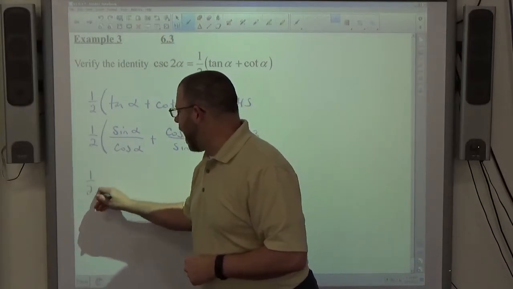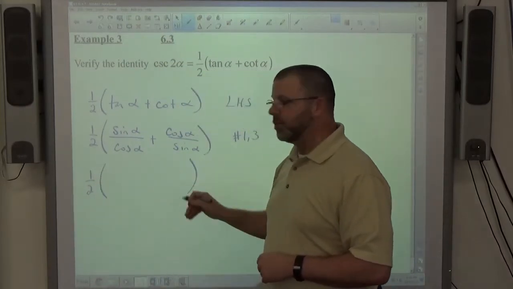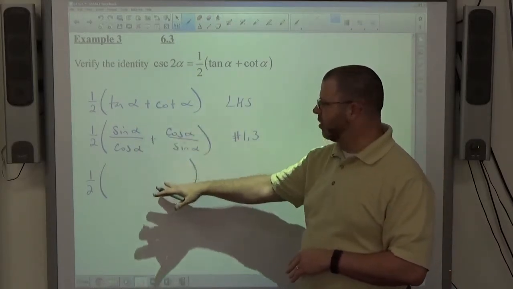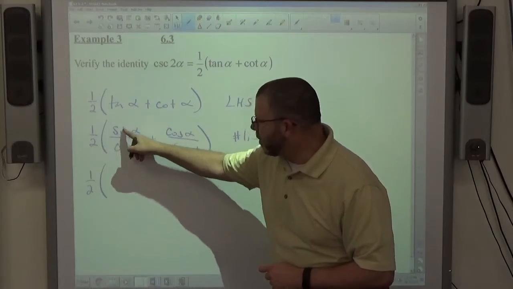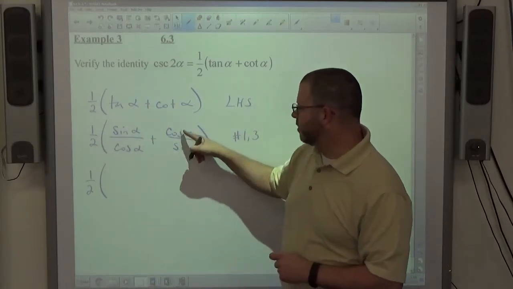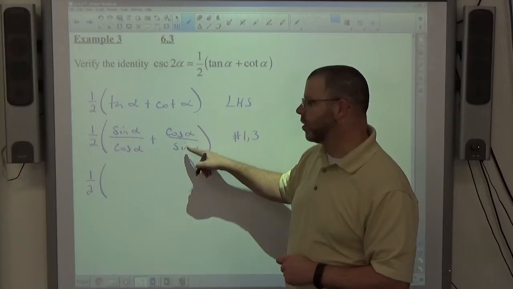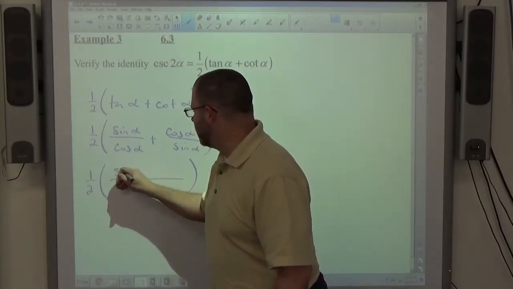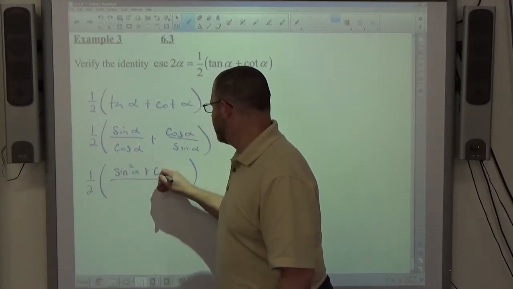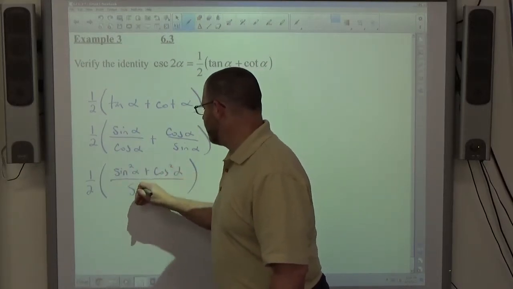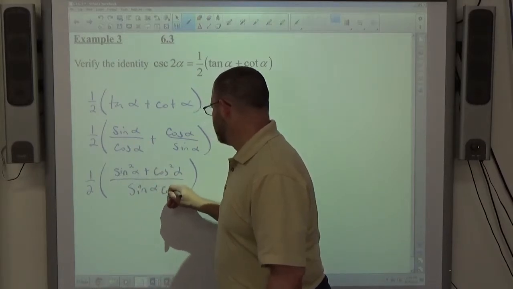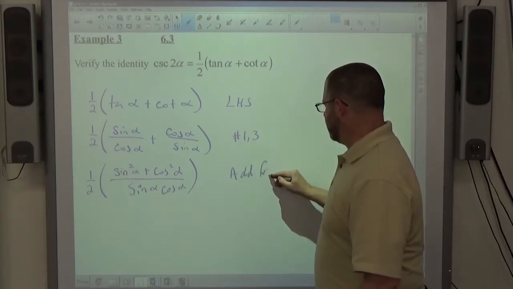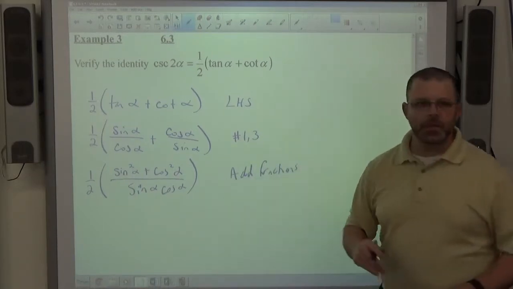I think you have the ability to add fractions mentally. If not, use a scratch sheet of paper. But if you just want to give me the sum of these 2 fractions: multiply top and bottom of this by sine, I get sine squared over sine cosine. Multiply top and bottom of this by cosine, I get cosine squared over sine cosine. So altogether, I get sine squared alpha plus cosine squared alpha all over sine alpha cosine alpha. And the justification there: add fractions. Okay, and I'm fine with that.